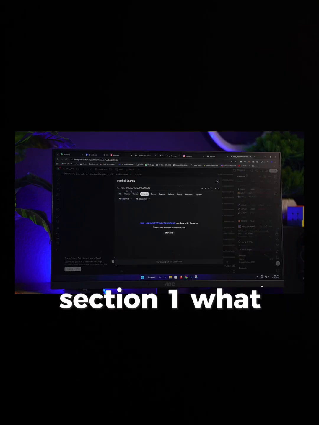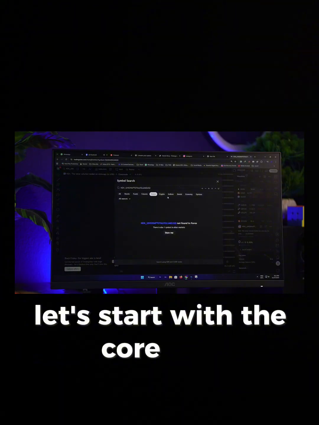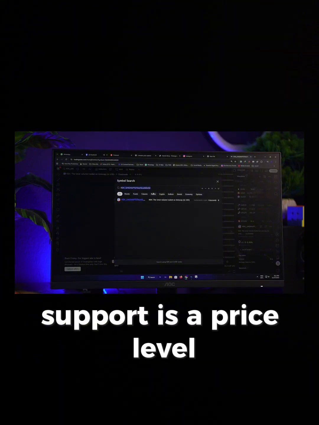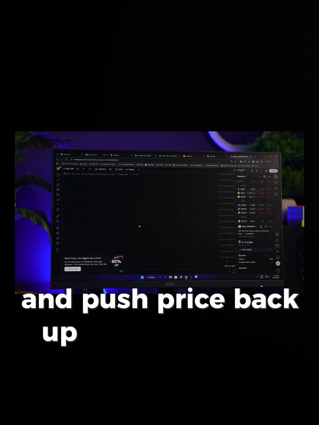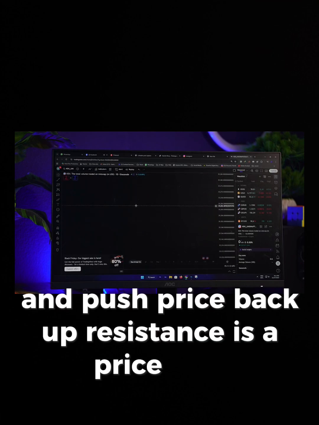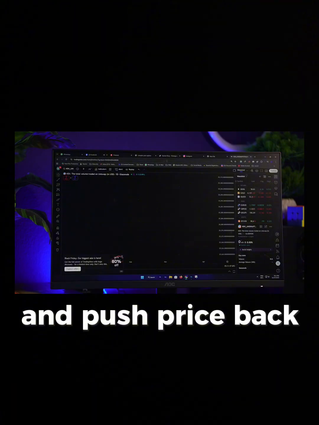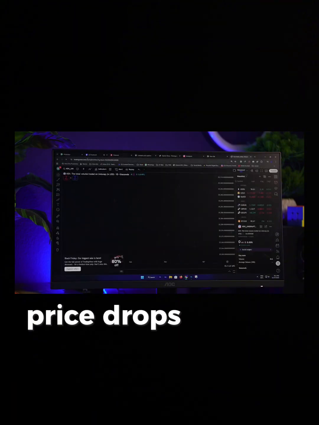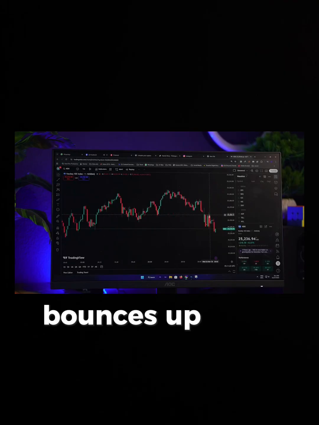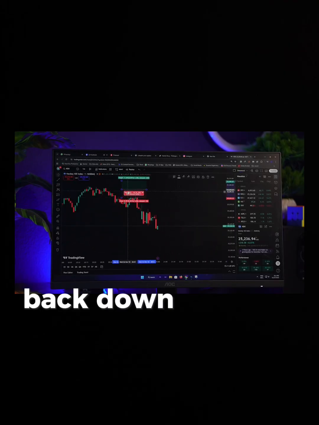Section 1. What support and resistance really are. Let's start with the core idea. Support is a price level where buyers have historically stepped in and pushed price back up. Resistance is a price level where sellers have historically stepped in and pushed price back down. Think of it like a floor and a ceiling. Price drops, hits the floor, bounces up. Price rises, hits the ceiling, gets rejected back down.